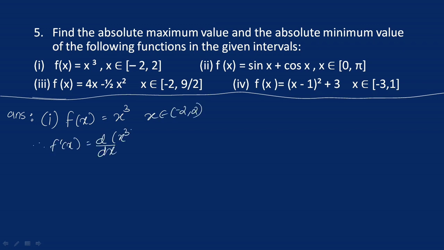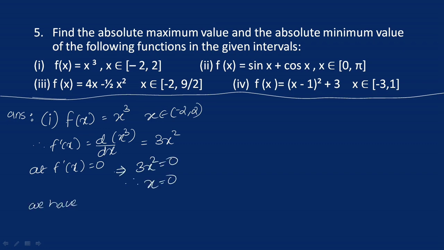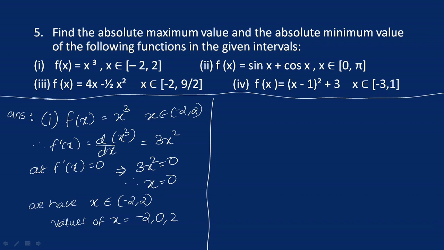That is d by dx of x cube, that is 3x square. So, at f dash of x is equal to 0, we can write 3x square is equal to 0. From that, x is equal to 0. So, we have x belongs to the interval minus 2 to 2. In order to find absolute maximum and absolute minimum, the values of x should be minus 2, 0 and 2, because it is from the interval minus 2 to 2. So, we will be taking the values of x, that is minus 2, 0 and 2.